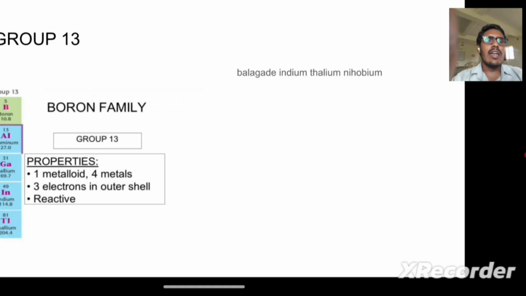Now we have learned all three periods of D block. Let's get into group 13. Now let's see which are the elements in group 13: boron, aluminum, gallium, indium and thallium. These are the elements in group 13.